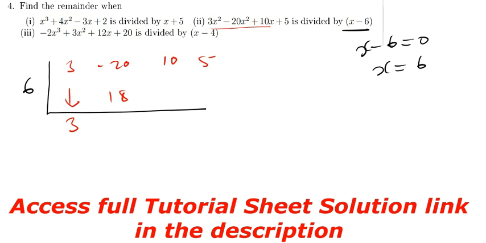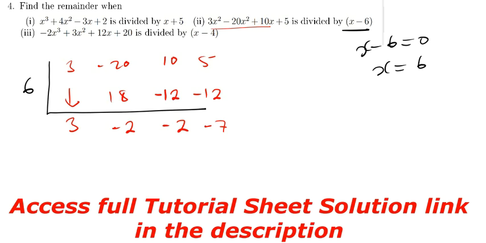Negative 20 plus 18 should be negative 2. Negative 2 times positive 6 gives me negative 12. 10 plus negative 12 is negative 2 again. Negative 2 times 6 gives me negative 12 again. Then if I add 5, it should be negative 7. So I can clearly see that what we're going to have is basically negative 7. Is this correct? Yes, this should be correct.